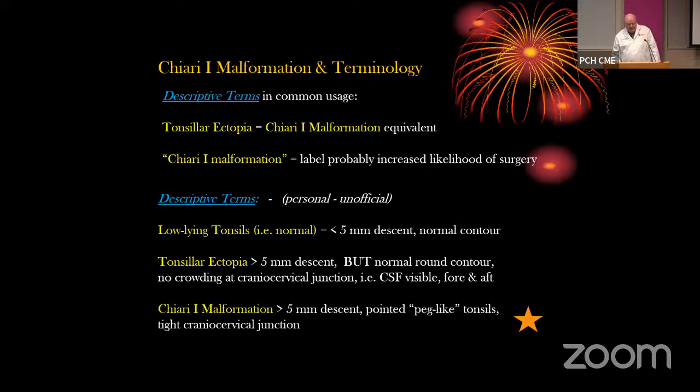And the terminology, there's the term tonsillar ectopia. A lot of people treat it as equivalent to Chiari-1 malformation. The problem with that is if you label a kid with Chiari-1 malformation, suddenly, at school, he's not able to play soccer because he's got a malformation and this sort of thing. I think personally, there's also the problem that in my previous associate in Chicago, the chief of neurology, was very strong in this.